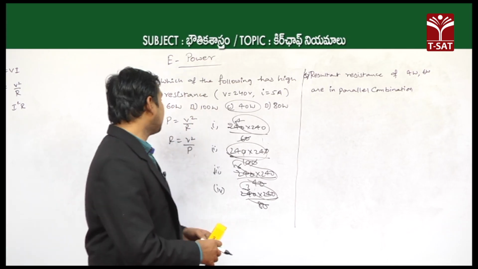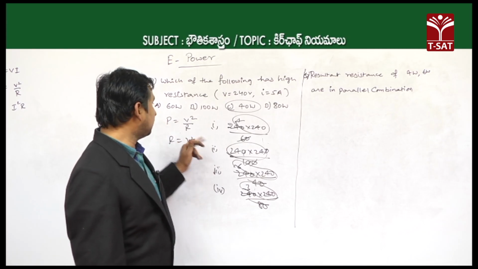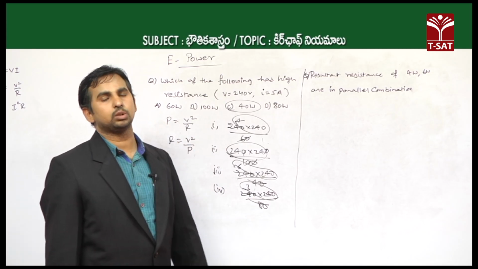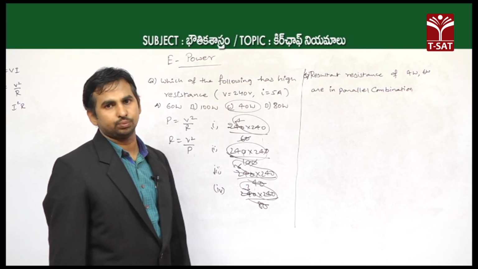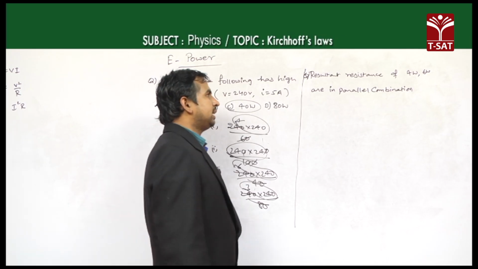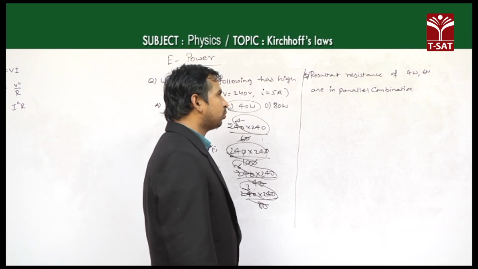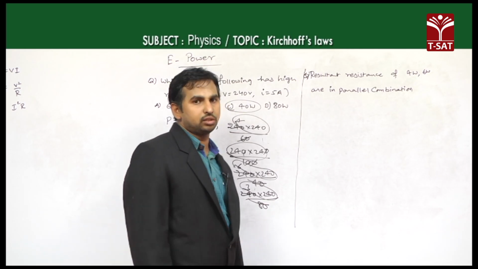So, like that we can relate the resistance with respect to the power, because here the power and resistance both are inversely proportional to each other for the given fixed value of the voltage we have. Now, if you go to the next one, here we are having the resultant resistance of 4 ohm, 4 watts and 6 watts when they are connected in parallel combination is given.